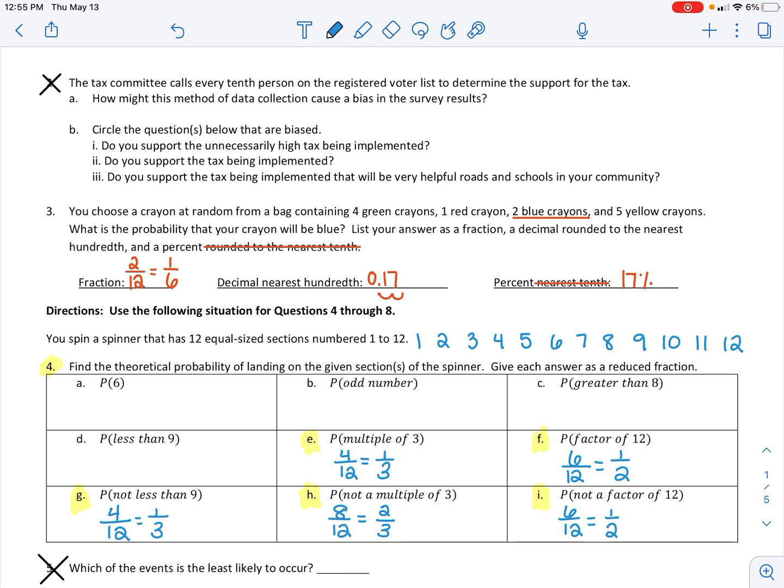Number 4, we did do some of number 4 together as a group today in class, but we did not finish number 4. So we're going to look at A through D. So for part A, it says, what is the probability of getting a 6? So I listed out all my possible options on a 12 equal sides section of a spinner. And if I just want a 6, that means that only one number out of all 12 numbers is going to be what I want. So the probability of spinning a 6 is going to be 1/12.